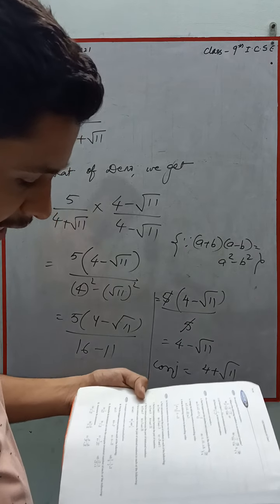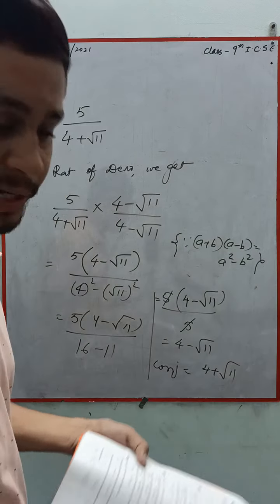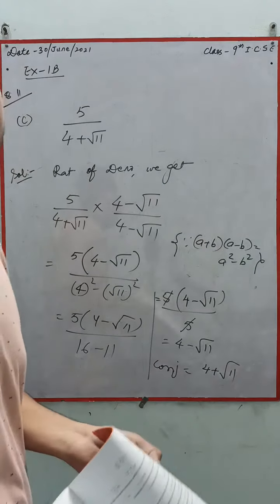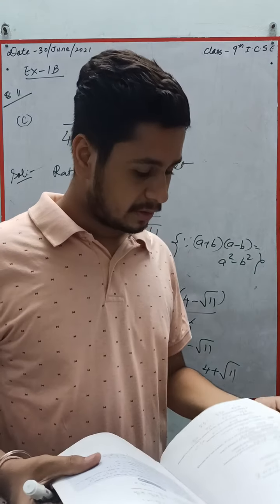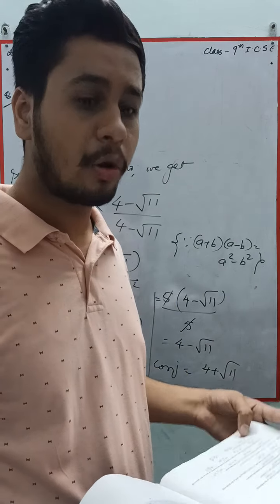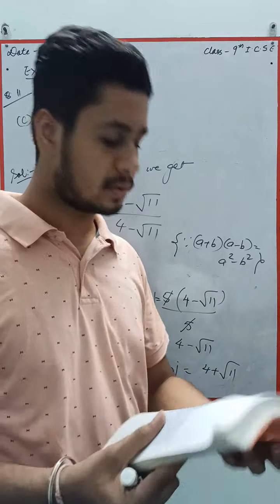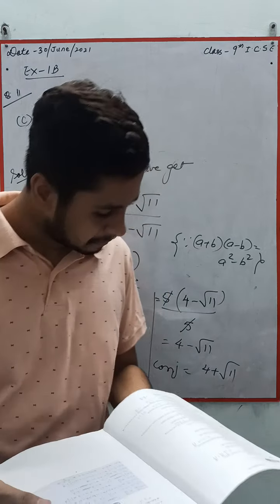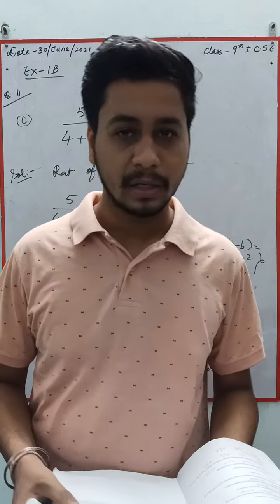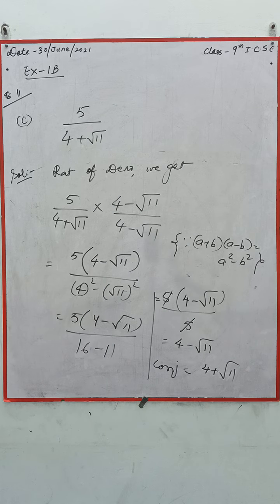Alright, let's start with the question number 12, rationalize the denominator. This is kind of important question, because with the help of this rationalizing the denominator, we can easily do the other questions also. So let's see question number, let's take C.